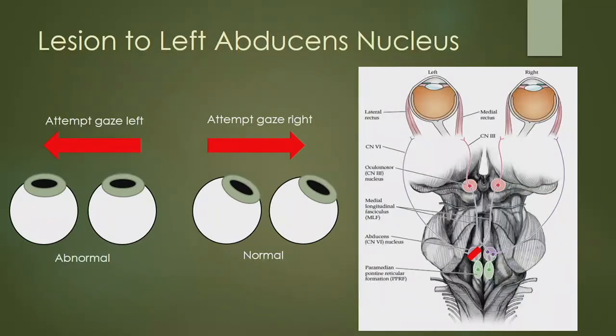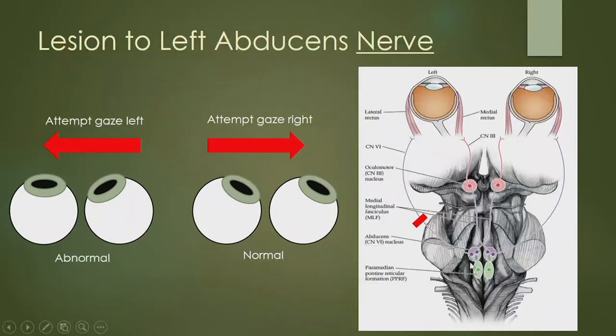So how about lesions specifically to the abducens nerve? This is different than the abducens nucleus, and the reason why is because the abducens nucleus is still working here to be able to send a message through the MLF to the contralateral oculomotor nucleus. But there's no way for the lateral rectus to be able to move left. So you see the eye that's trying to move medially be able to move medially, but the eye trying to move laterally and abduct isn't able to do that.